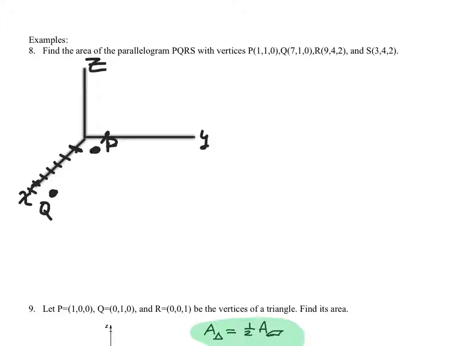Now R and S are going to be elevated, so I have to go out 9 in the direction of X. Let me clean this up a little bit. Four in the direction of Y. And then 2 up. So I just pop it right here. That's going to be R. And then 3, 4, 2, that's going to be about right here. That'll be my S. Now I'm really just doing a rough sketch because I don't really care about where the points are per se.